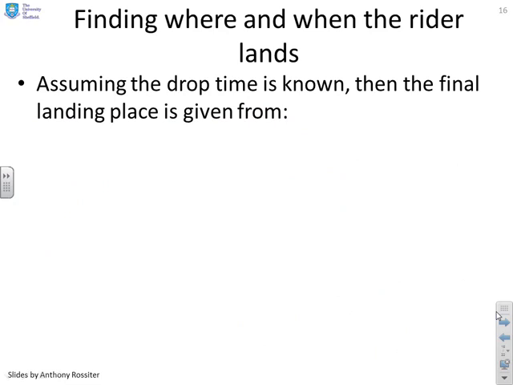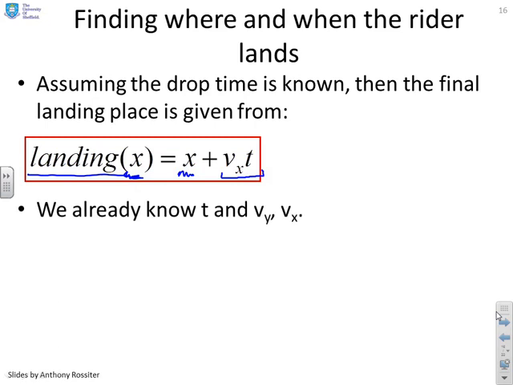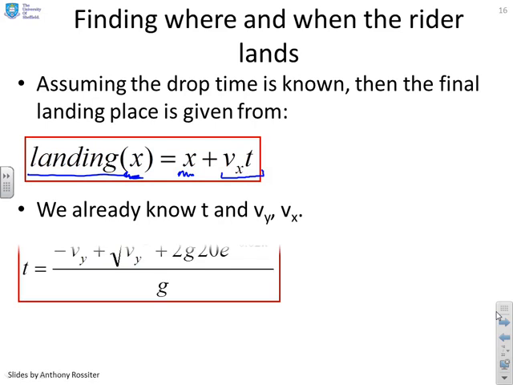Let's go back to the original problem. We want to find where and when the rider lands. If we assume the drop time is known, then the final landing place is given from this formula here. The landing place, as a position x, is where they were dropped plus the horizontal velocity after they were dropped times the time after they were dropped before they hit the water. And so landing x, that's where they're going to hit the water. We already know t, vy, and vx, so we can just plug those in and find where we land.